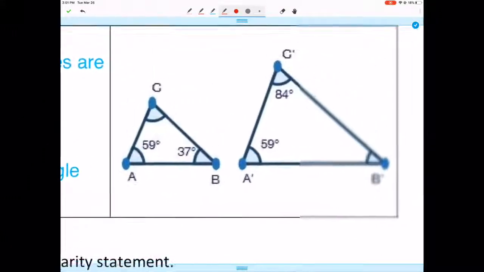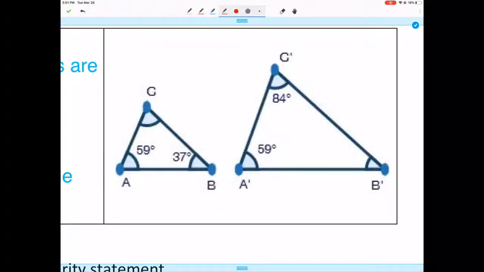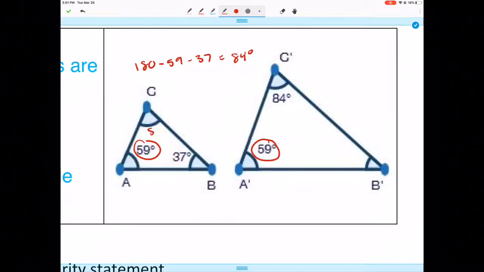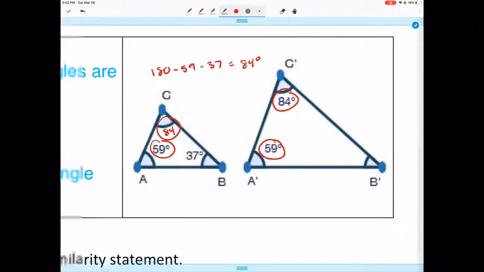All right, so let's look at these two triangles. Looking at them, obviously we have a pair of corresponding angles that are congruent. Okay, but we need to find that there is one more. So here we know that triangles are 180. We could subtract 59 and 37, and that ends up giving us 84 degrees. And here we have another set of congruent angles.